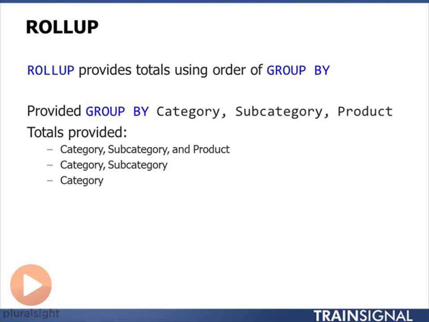Now, the first keyword that we have for this is rollup. What rollup will do is it will provide all the totals by using the order of the group by. So for example, if we provided a group by of category, subcategory, and product, then rollup would give us the breakdown for each category, subcategory, and product. It would give us the total for category and subcategory, and it would give us the total for category. I think the best way to see this is to go look at an example. So let's do exactly that.